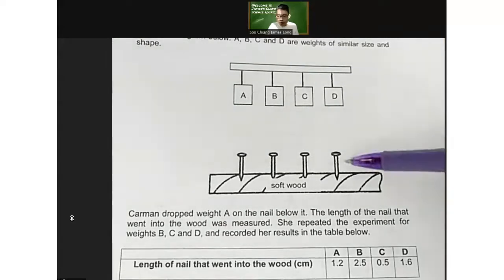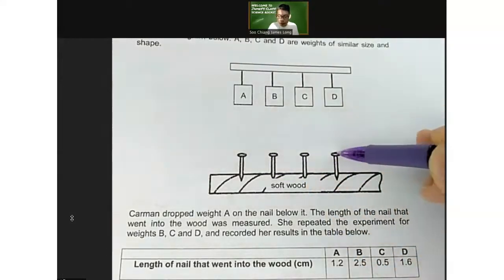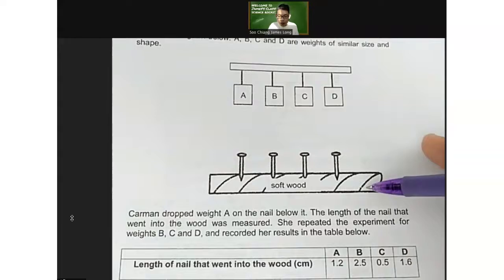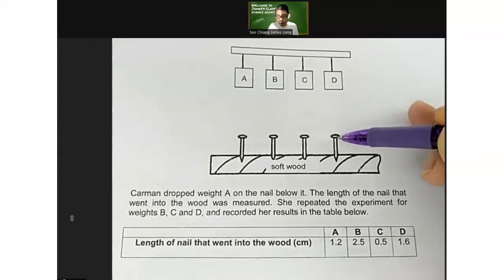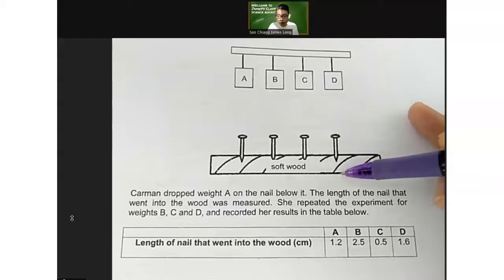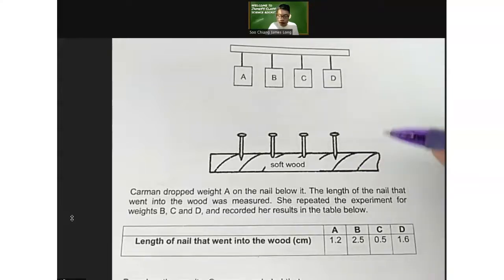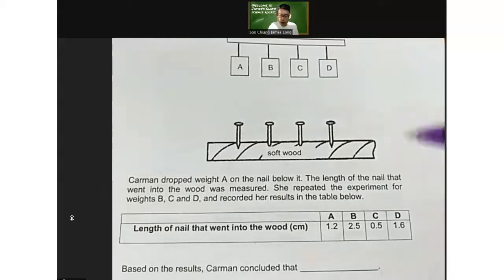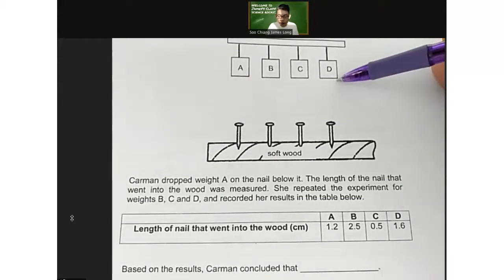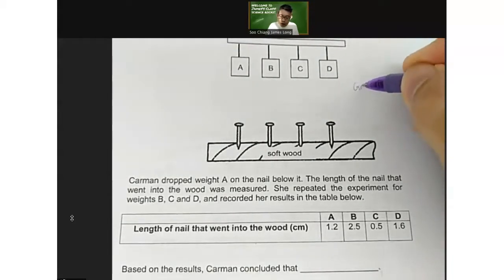And these weights were dropped on the nails. They look like similar size nails to me. And they're all placed a little bit inside the same piece of wood. The length of the nail that went into the wood was measured. So naturally, the more force you hit the nail with, the deeper it goes. The fact that this length of nail that went in were all different tells you that the mass of these blocks are different.